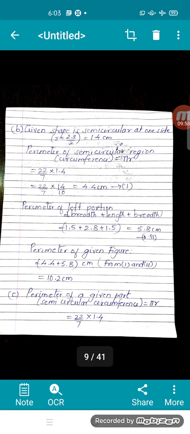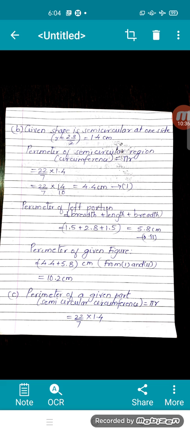Now we go to the next, B. Given shape is semicircular at one side. Radius is 2.8 upon 2 is equal to 1.4 centimeter. So perimeter of semicircular region, circumference, will be pi r. So you get 4.4 centimeter. Give number 1. Perimeter of left portion is equal to breadth plus length plus breadth, 1.5 plus 2.8 plus 1.5 gives you 5.8 centimeter. Give number 2. Perimeter of the given figure will be from 1 and 2. When you add, you get 10.2.